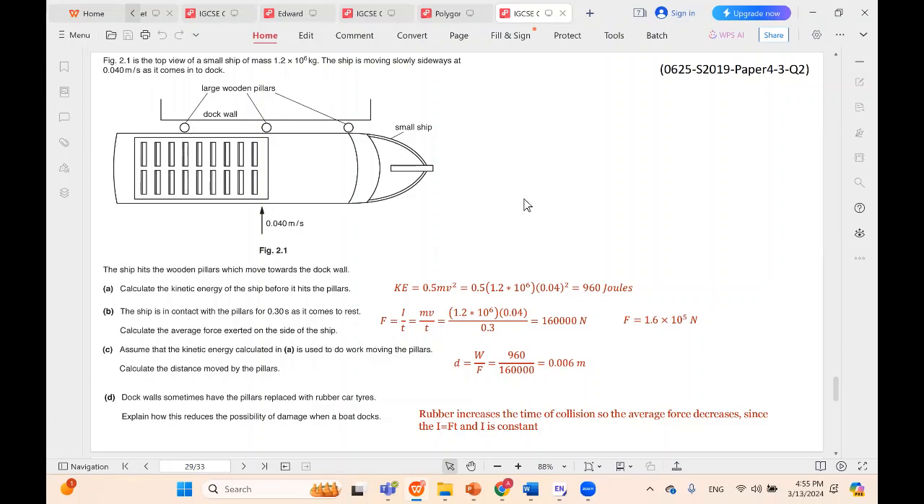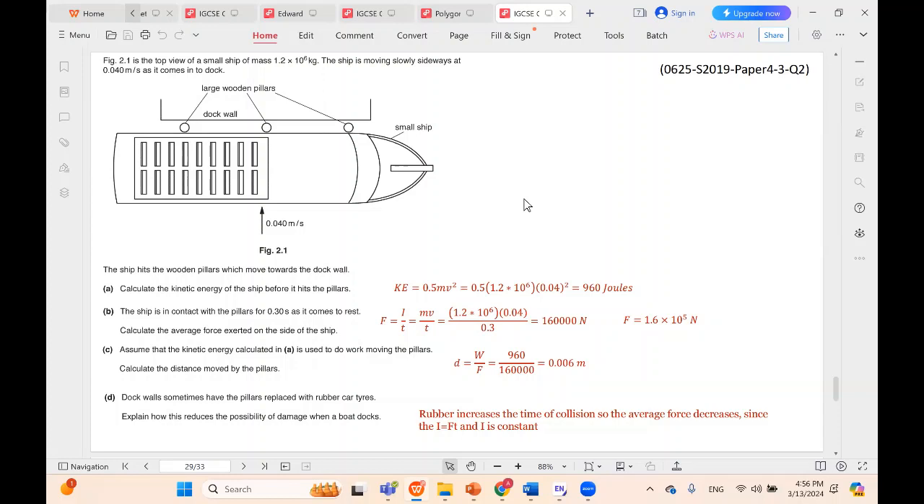Assume that the kinetic energy calculated in A is used to do work moving the pillars. Calculate the distance moved by the pillars. So here, this is a work question. Work equals force times distance. We want the distance, so distance is equal to work over force. We have the force already, and we have the work since it's equal to the energy. So we simply divide 960 by 160,000, and we get the distance as 0.006 meters.